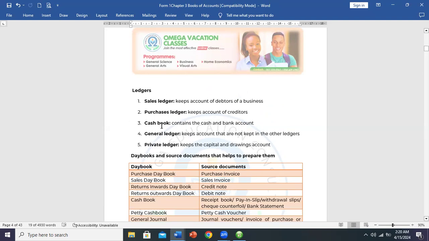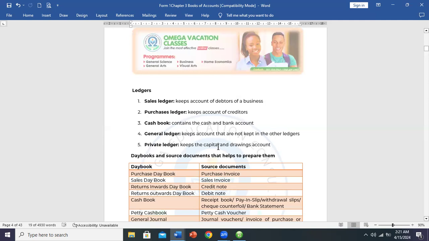And then the cash book keeps the cash account and the bank account. And the general ledger keeps all other accounts that cannot be kept in the other ledgers. And finally, the private ledger keeps the capital and drawings account.